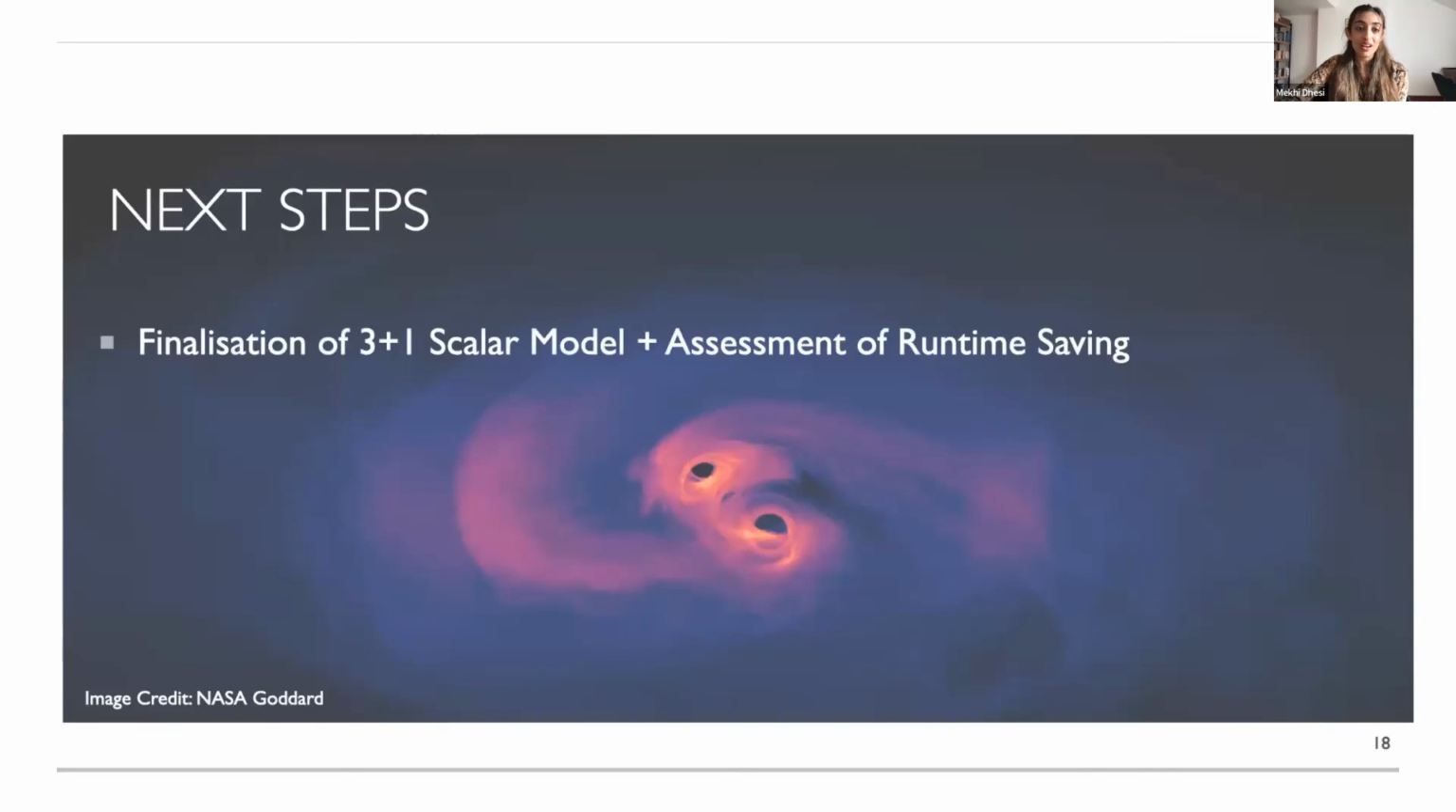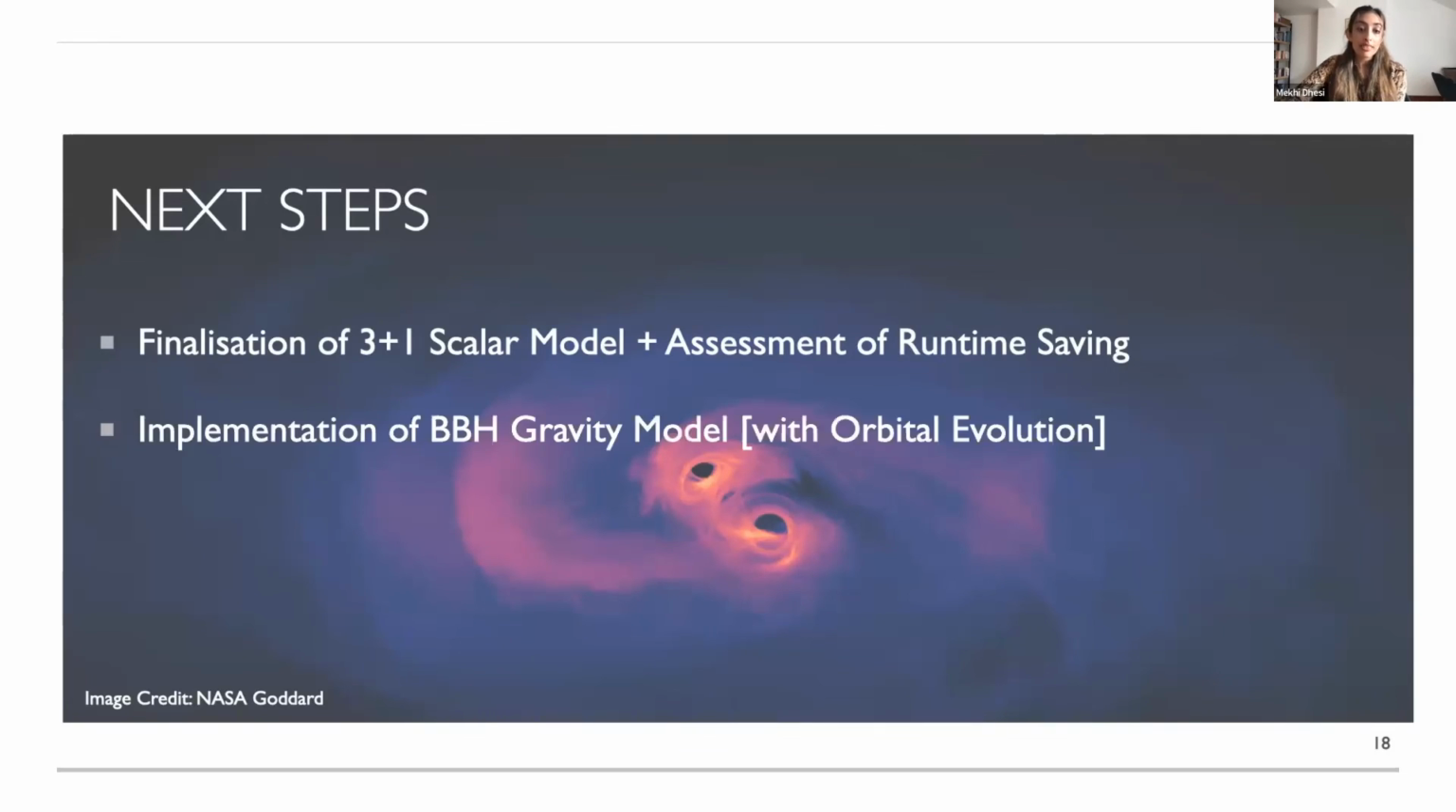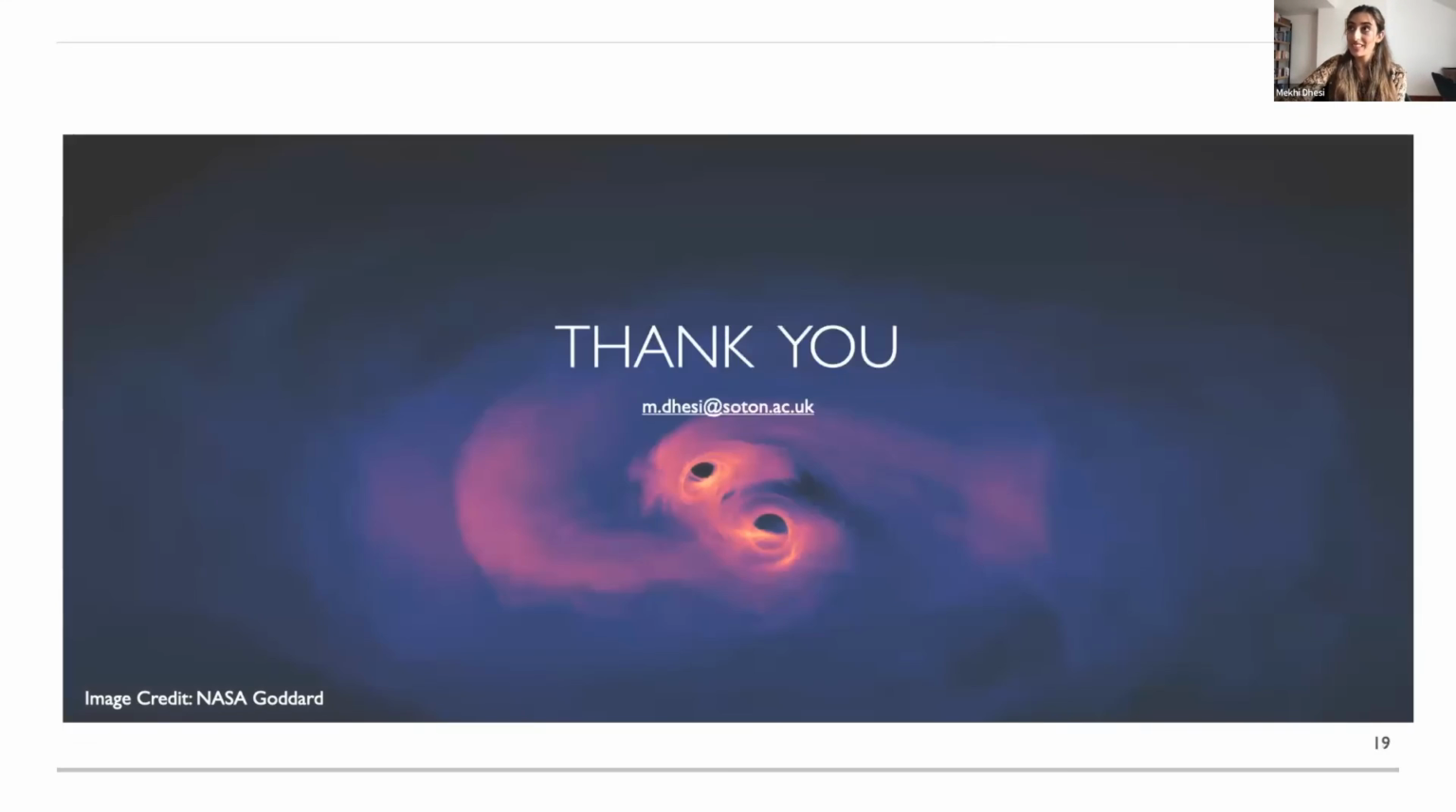So the next steps are to really finalize the 3+1 model and test everything's in line with expectations, and then move on to numerically implement this black hole binary model. And this will actually then include the orbital evolution of the system. And when that's all said and done, then we will consider including spin and eccentricity to represent more realistic astrophysical scenarios for EMRIs. Okay, I'll stop there. Thank you.